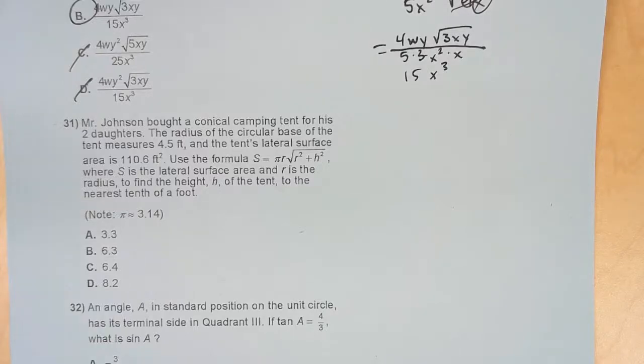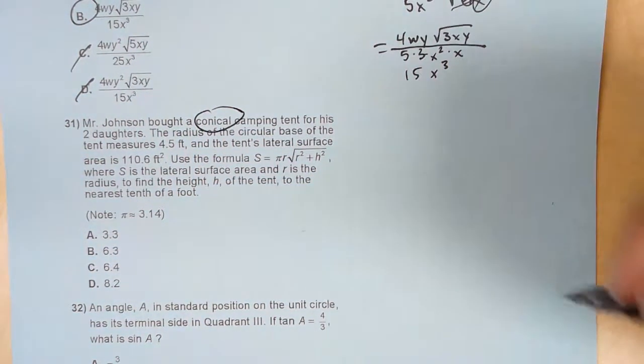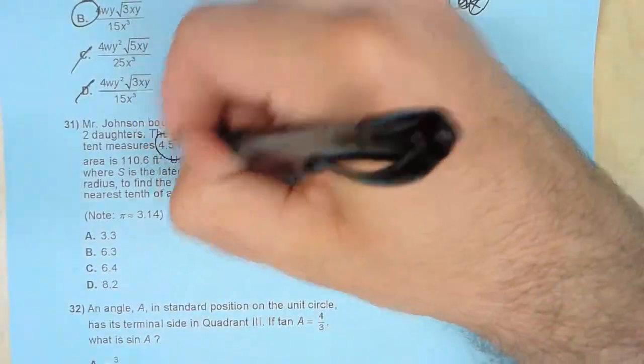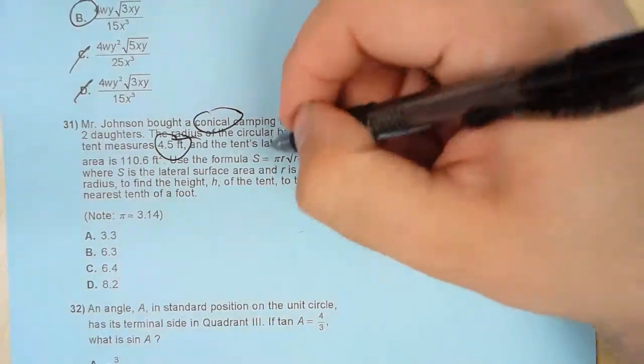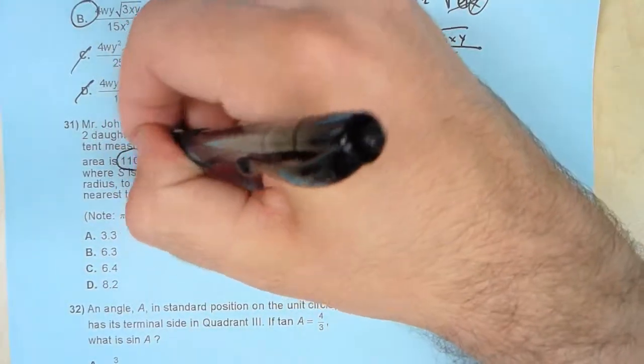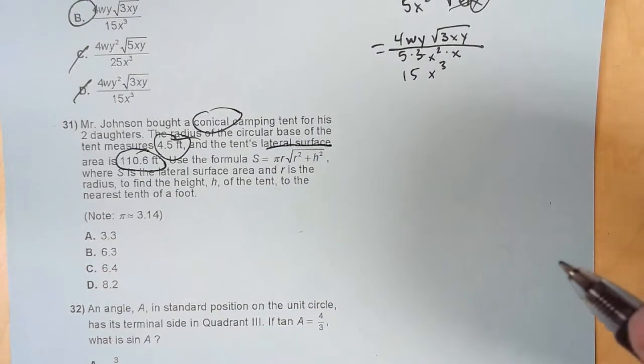Alright folks, today we're working on correcting numbers 31 on. I think we're going to go to 35 today is my plan. So, 31: Mr. Johnson bought a conical camping tent for his two daughters. The radius of the base is 4.5 feet, and the tent's lateral surface is 110.6 feet squared, or square feet.